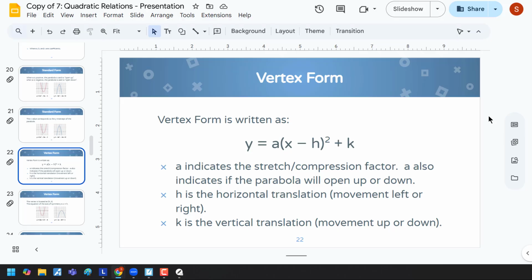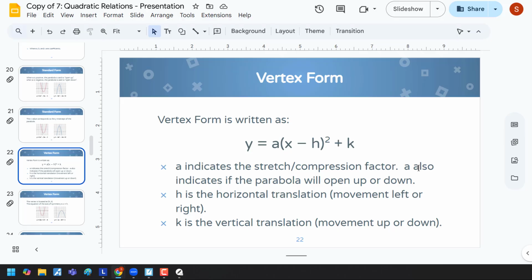The vertex form, however, tells you different things. The vertex form lets us know A indicates the stretch or compression factor. It also indicates whether the parabola will open up or down. So it's the same A value. Whether it's in standard form or vertex form, it does the same thing in that it tells us whether it's opening up or opening down. But in vertex form, it adds an extra layer and tells you how stretched or compressed the graph is.